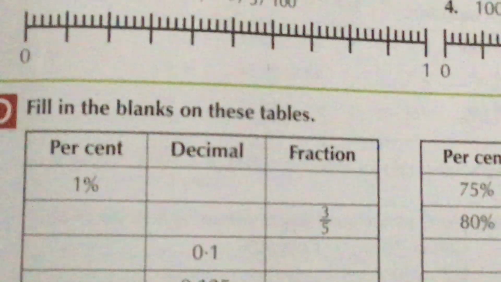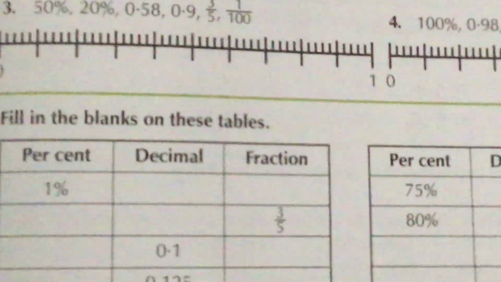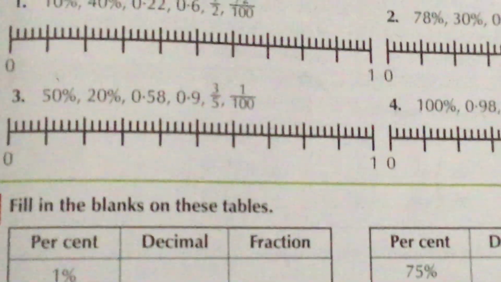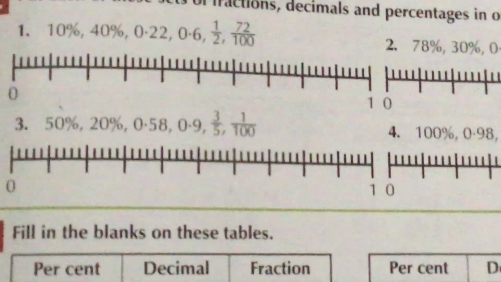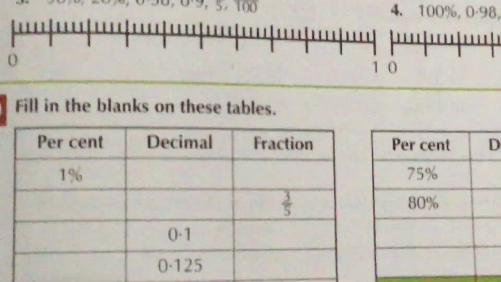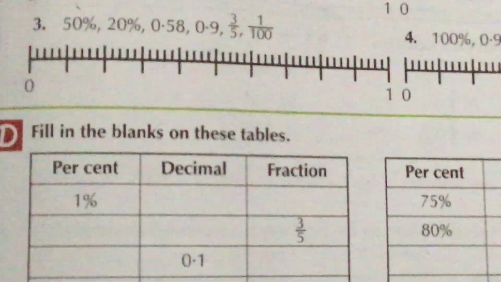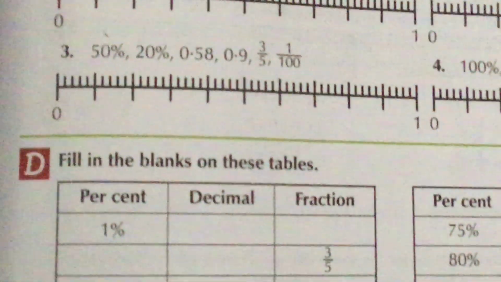Actually, guys, it'll come to the stage where you'll know automatically that 1/10 is 10%, 2/10 is 20%, 3/10 is 30%, and you'll know the value of 3/5 being 60%, 2/5 being 40%, 4/5 being 80%, and so forth.